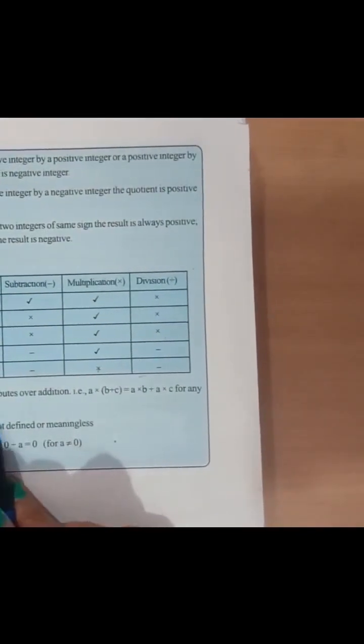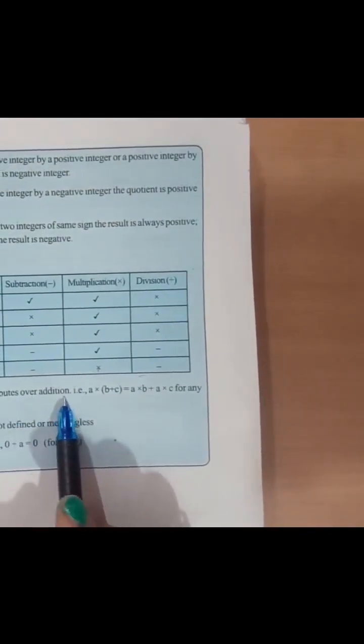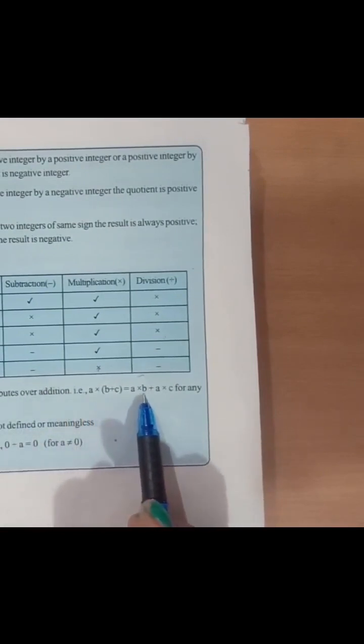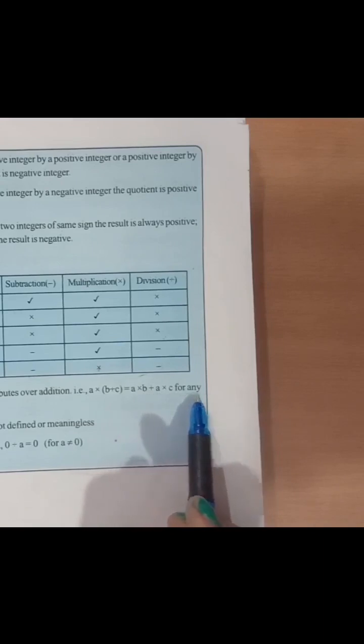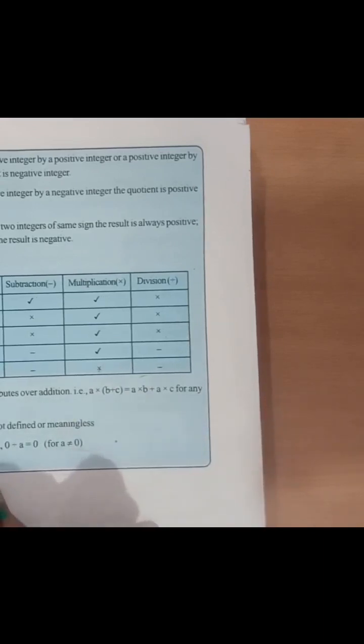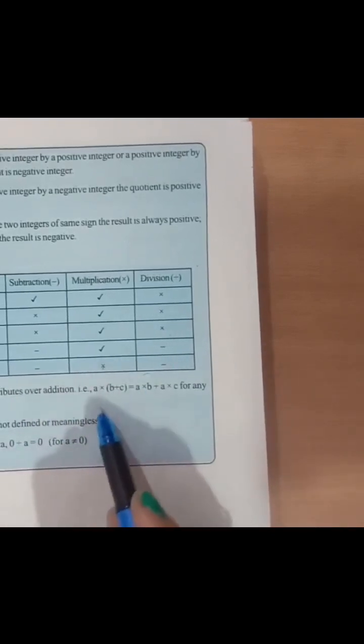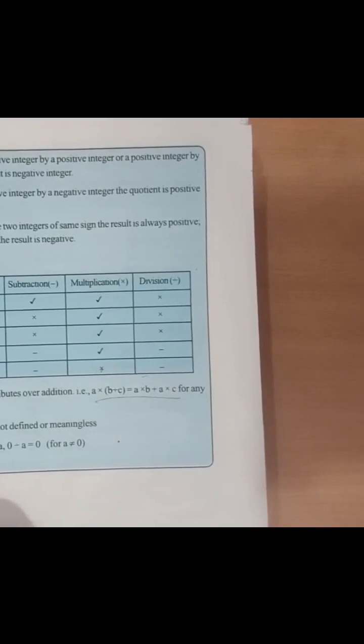Next one is the seventh one. In integers, multiplication distributes over addition. That is, A cross (B plus C) equals A cross B plus A cross C for any three integers A, B and C. This is the distributive property.